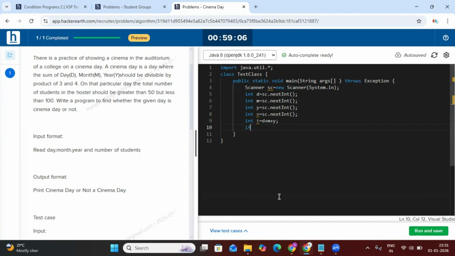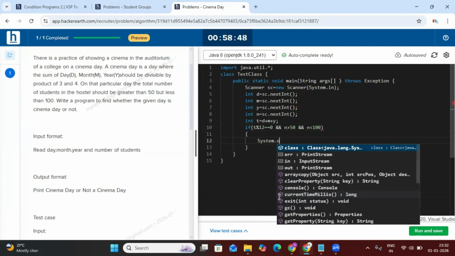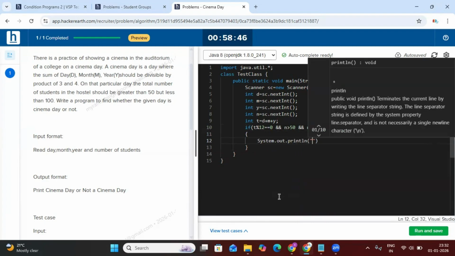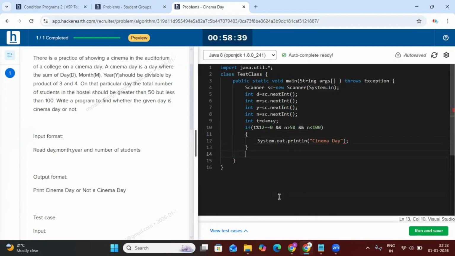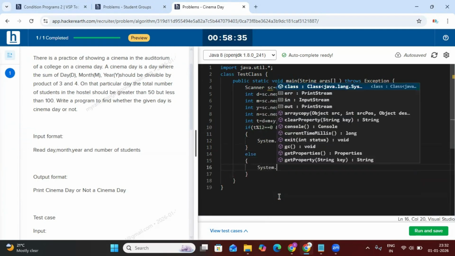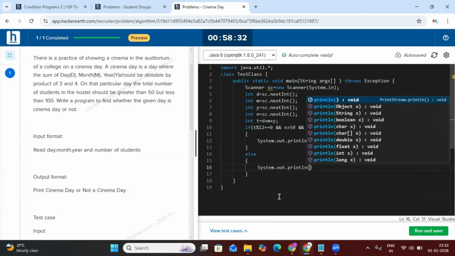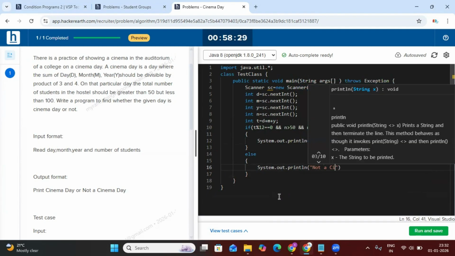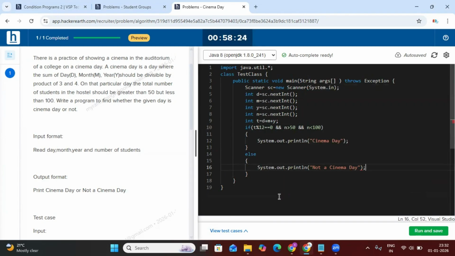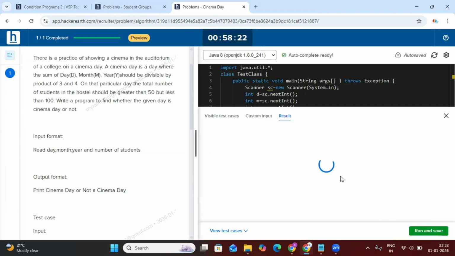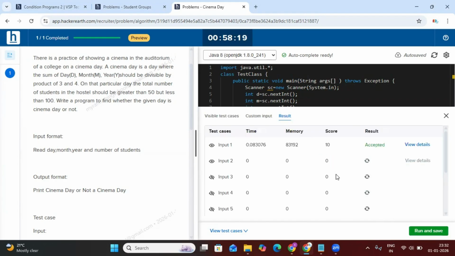Well, if t modulus 12 double equal to 0 and number of students greater than 50 and number of students less than 100, then System.out.println cinema day. Else System.out.println not a cinema day. Like that. Run and save. Then it is working. Okay.